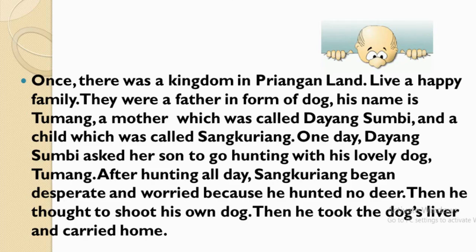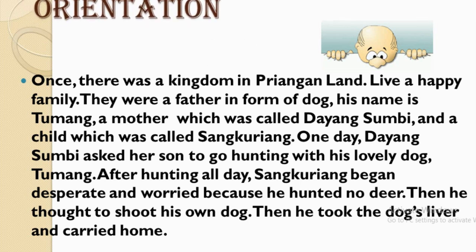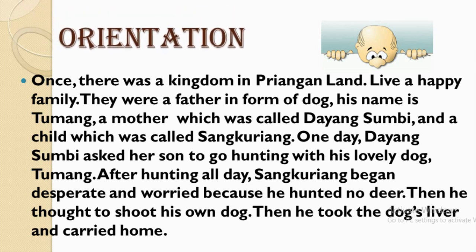Yeah, this passage is called orientation because in this part we will see the names of the characters. They are Tumang, Dayang Sumbi, and Sangkuriang. And this passage has introduced who they are. Next, let's go to the next passage.